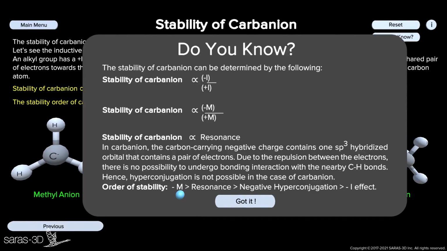Now, when you talk about the order of stability for carbanion, this is the preference order. So -M effect is given preference over resonance, and then the negative hyperconjugation, and then lastly we have -I effect that will be considered at the last. So this is the priority order or the preference order that is given when you determine the stability order for carbanion. You have already learned in detail about these effects in the previous lecture.